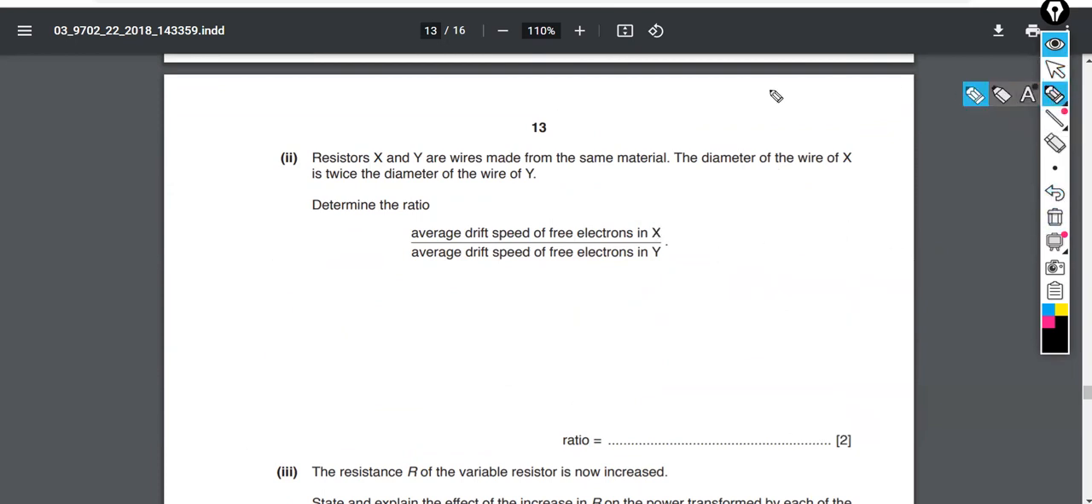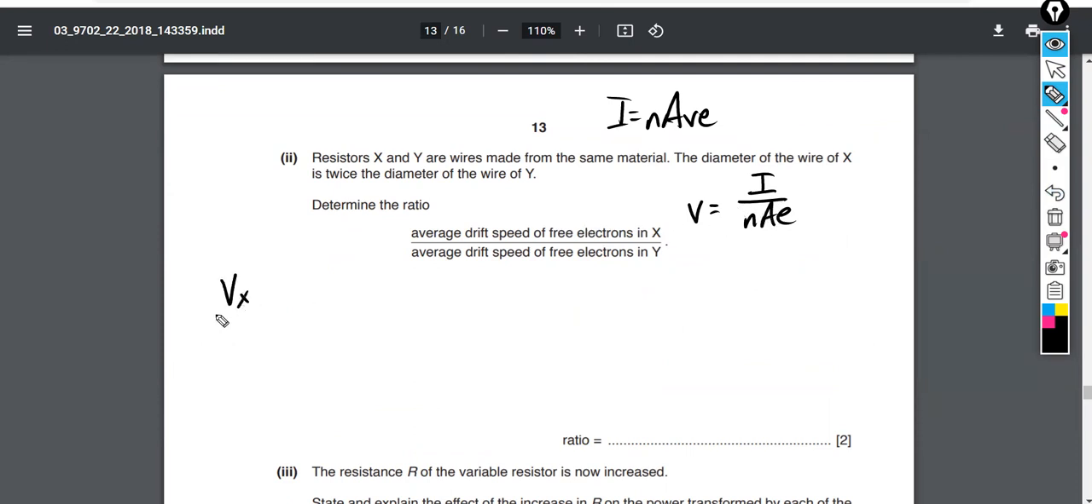You may recall from a week or so ago, we derived an equation that looks like this, where v is the drift speed. So we can rewrite this as the drift speed is equal to I over nAe. That equation is necessary to be able to calculate this ratio. We're going to compare the drift speeds, so we're really comparing these quantities. Okay, we can set it up like this.